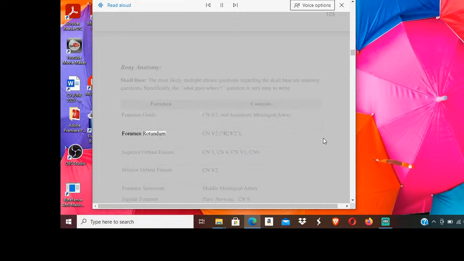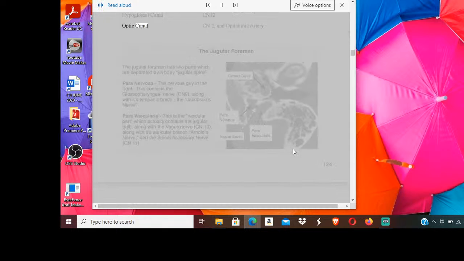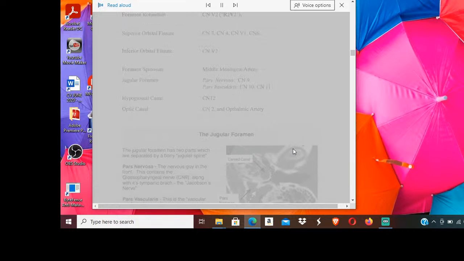Foramen rotundum. Superior orbital fissure. Inferior orbital fissure. Foramen spinosum, jugular foramen, hypoglossal canal, optic canal. CN V2. CN3, CN4, CN V1, CN6. CN V2. Middle meningeal artery, pars nervosa, CN9, pars vascularis, CN10, CN11, CN12, CN2, and ophthalmic artery.